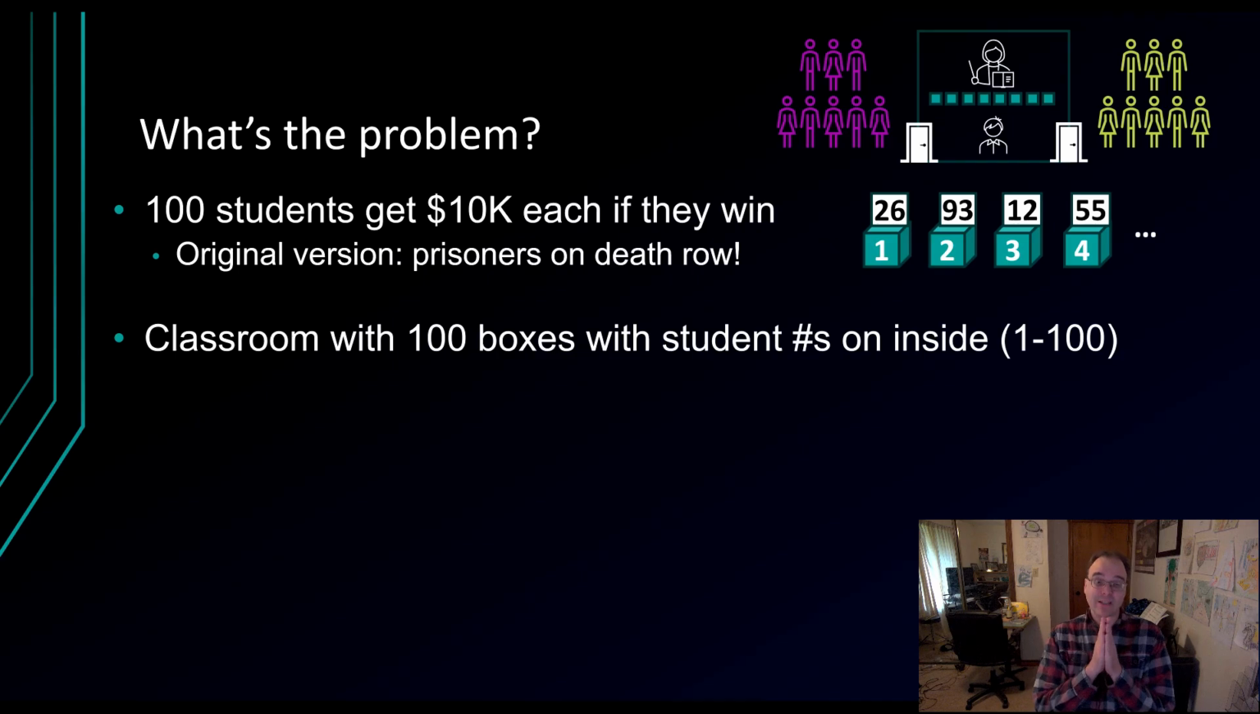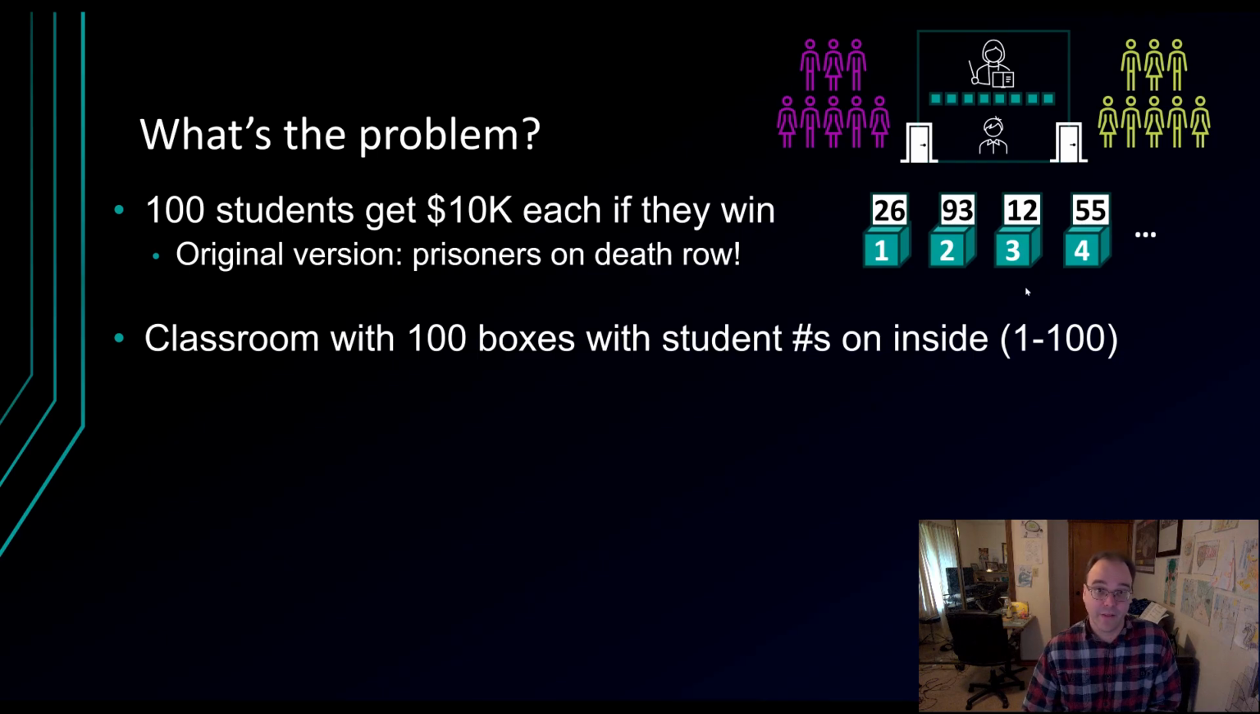So here's the game. A classroom with 100 boxes, with student numbers on the inside of them. I have that up here, if you can see: boxes 1, 2, 3, and 4, and so on, up through 100. Inside each one of them is a student ID number. The 100 students have all been given a number 1 through 100. Student number 26, as you can see, is the paper inside box 1, student 93 in box 2, 12 in box 3, and so forth.